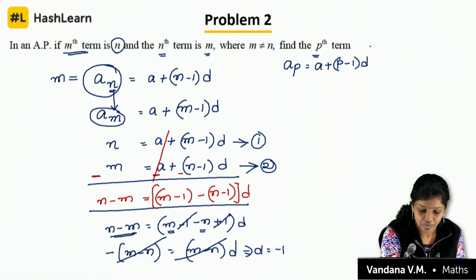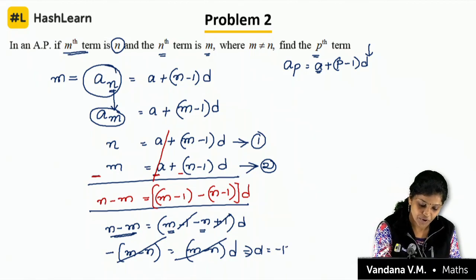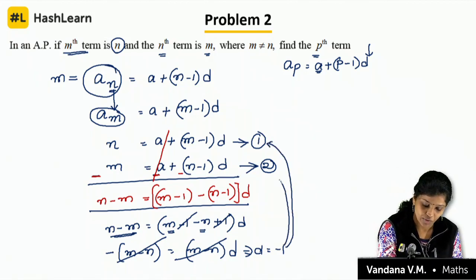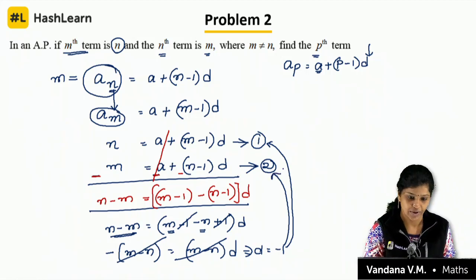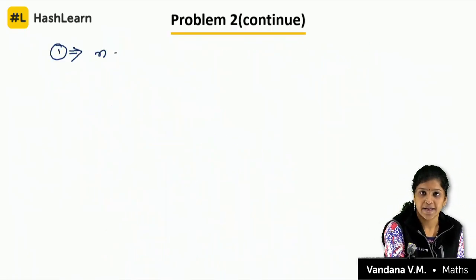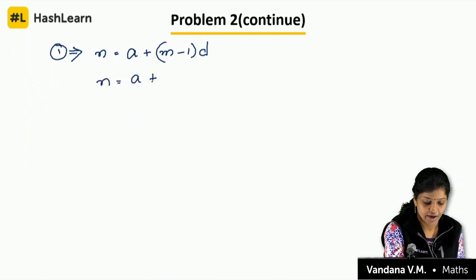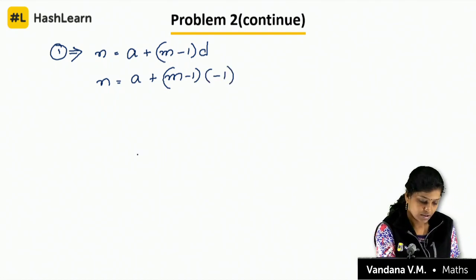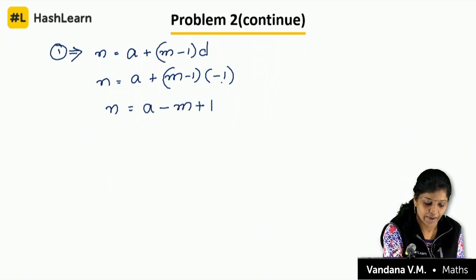So, d value I knew. Still which value I have to find out? A value I have to find out. So, you can substitute either in 1 or you can substitute this value in 2. That is your wish. So, let me substitute in equation number 1. What is your equation 1? n is equal to a plus m minus 1 into d. So, n is equal to a plus m minus 1 into d value how much I got? Minus 1. n is equal to a minus m plus 1, multiply with this.